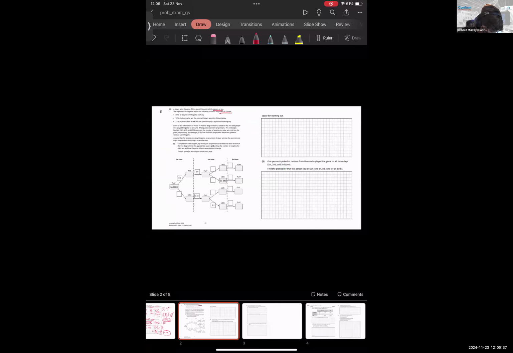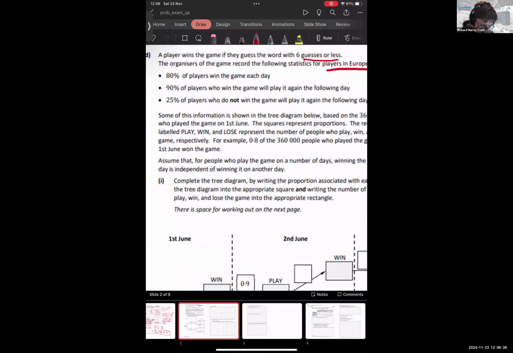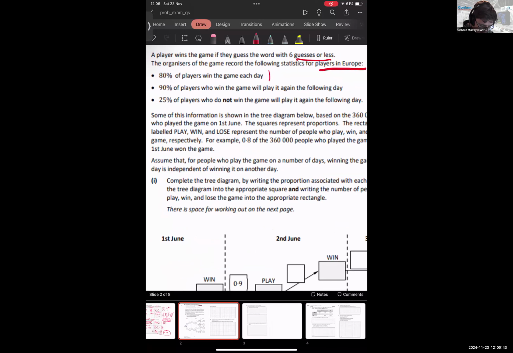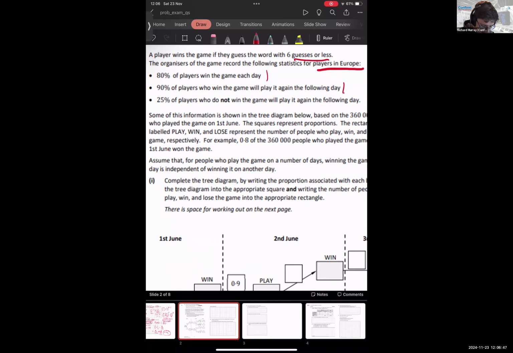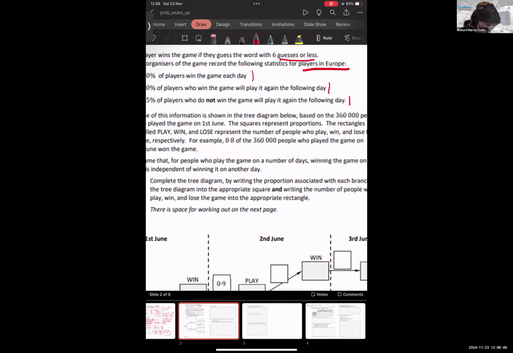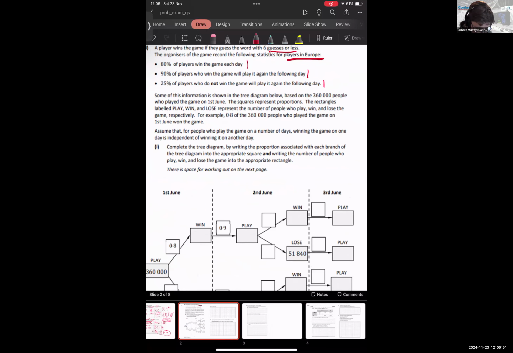80%, apologies, 80% of the players win the game each day. 90% of the players who win the game will play it again the next day. And 25% of the players who do not win the game will play it the following day. Some of this information is shown in the tree diagram below, based off 360,000 people who played the game on the 1st of June. The squares represent proportions.